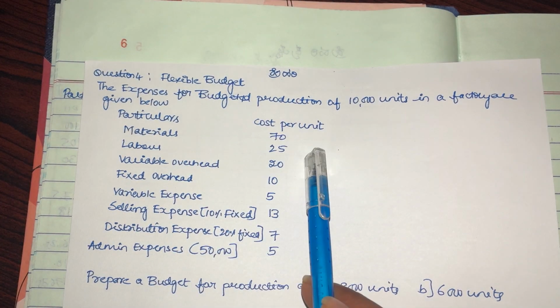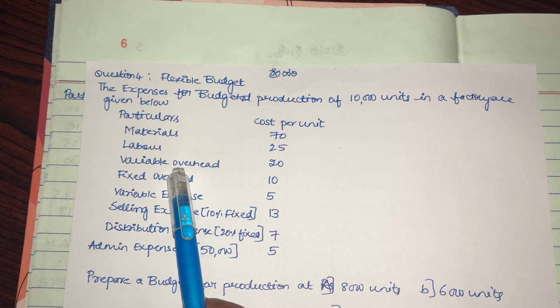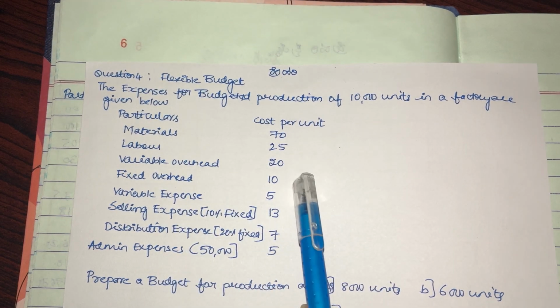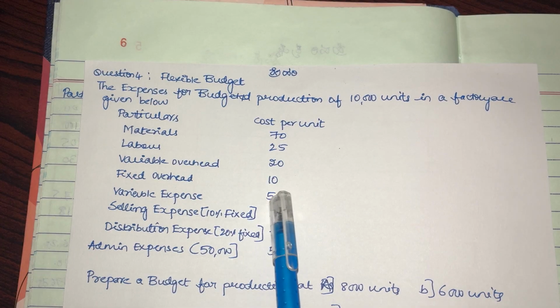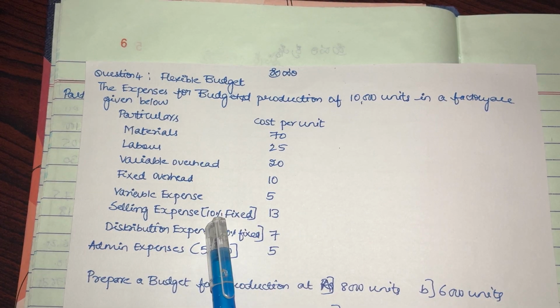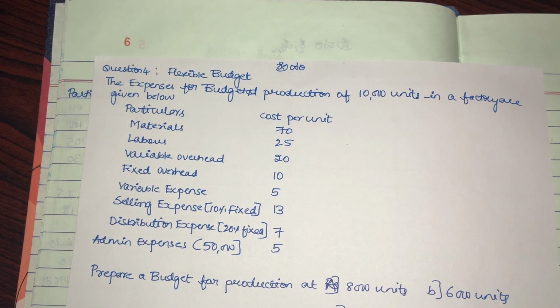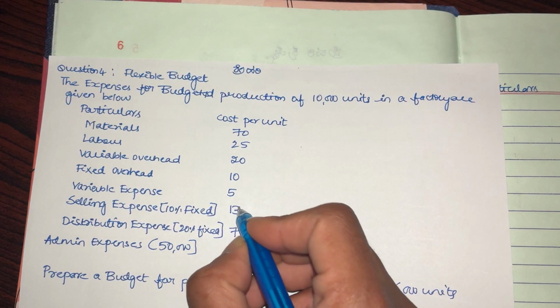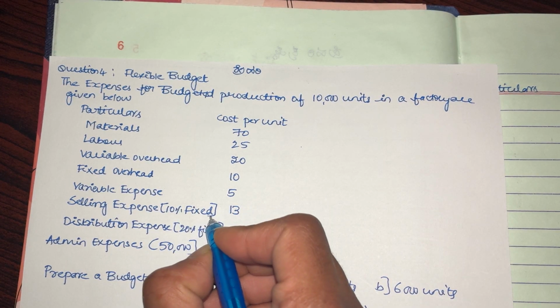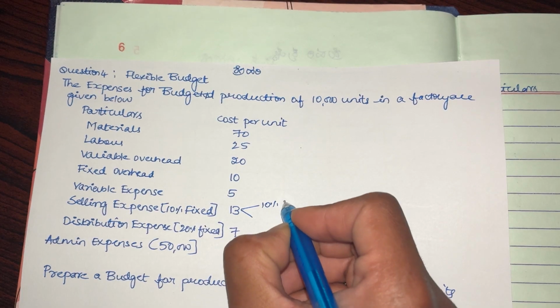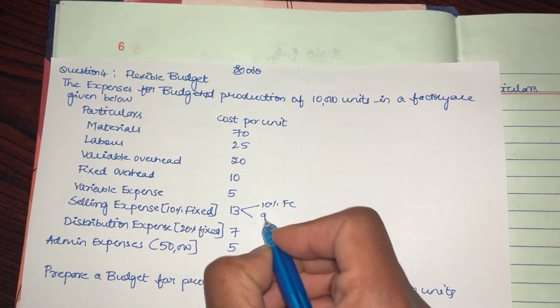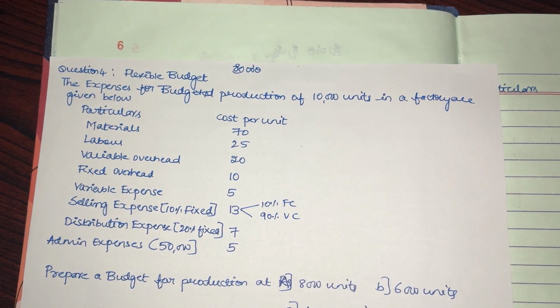expenditure. Material 70 rupees, labor 25 rupees, variable overhead 20 rupees, fixed overhead 10 rupees, variable expenses 5 rupees, selling expenses 13 rupees, 10% is fixed. What does it mean? Out of this 13 rupees, 10% is a fixed expense, that is fixed cost. So if 10% is fixed cost, then the remaining 90% will be variable cost, students.